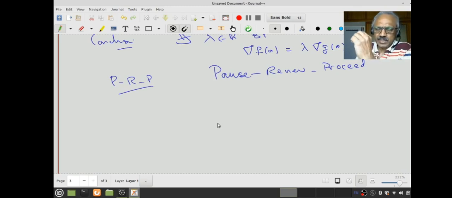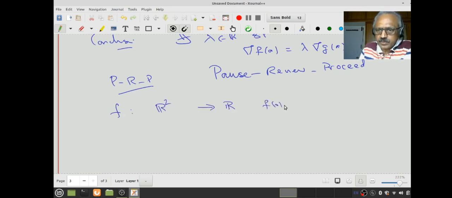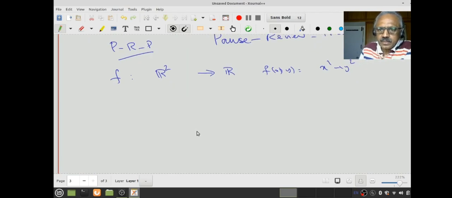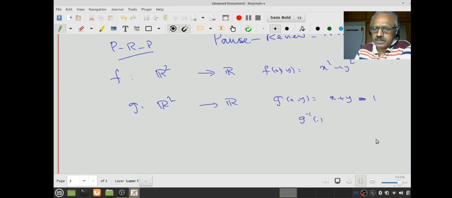Okay, let's quickly do one trivial example. Suppose f is a function from R2 to R, with f of x, y equal to x squared plus y squared. Now what do I want to find? My g is again from R2 to R, so that g of x, y equals x plus y minus 1, therefore g inverse of 0. What is this? This is a straight line.